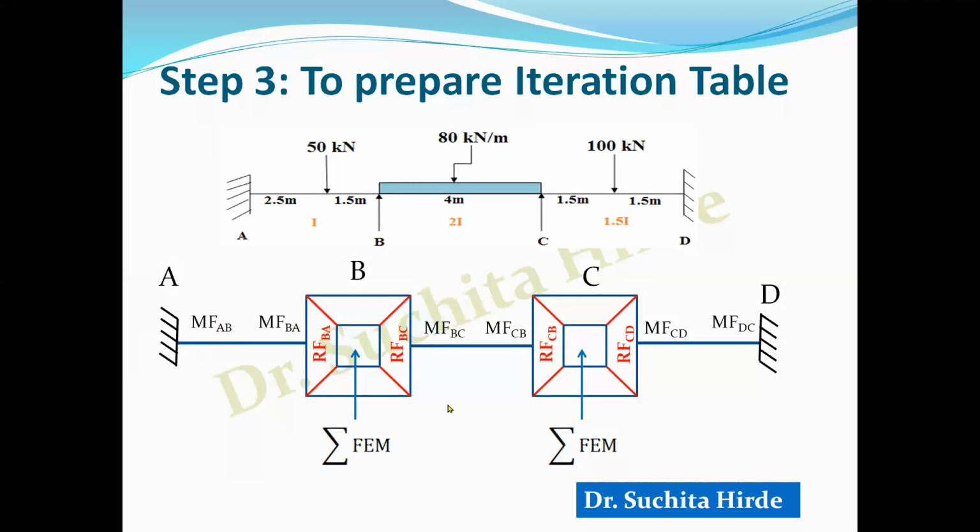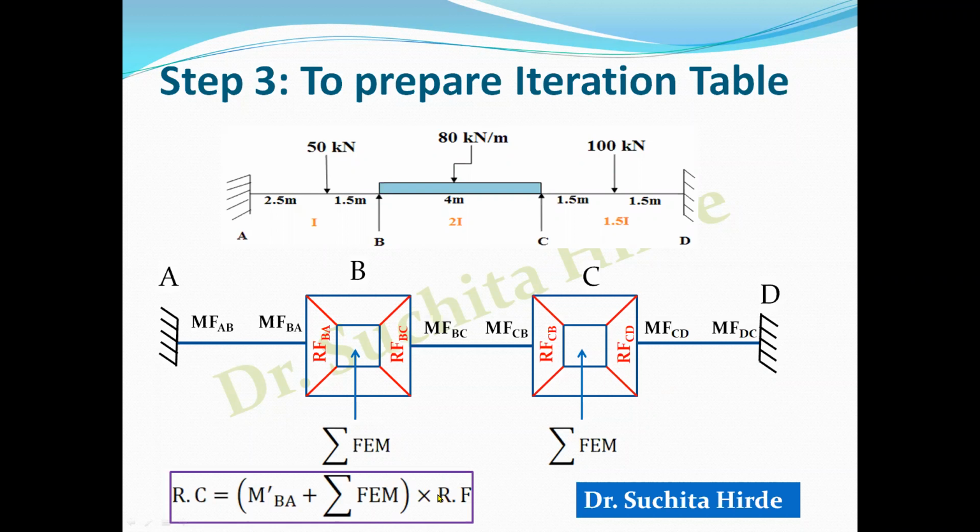So this is the preliminary step. We have to write all these things which we have calculated so far here. And after this, we will start the iteration. So in moment distribution method, we balance the joint, whereas in this method, we calculate rotation contribution at each end. So here we will get some values. We calculate rotation contribution using this formula.